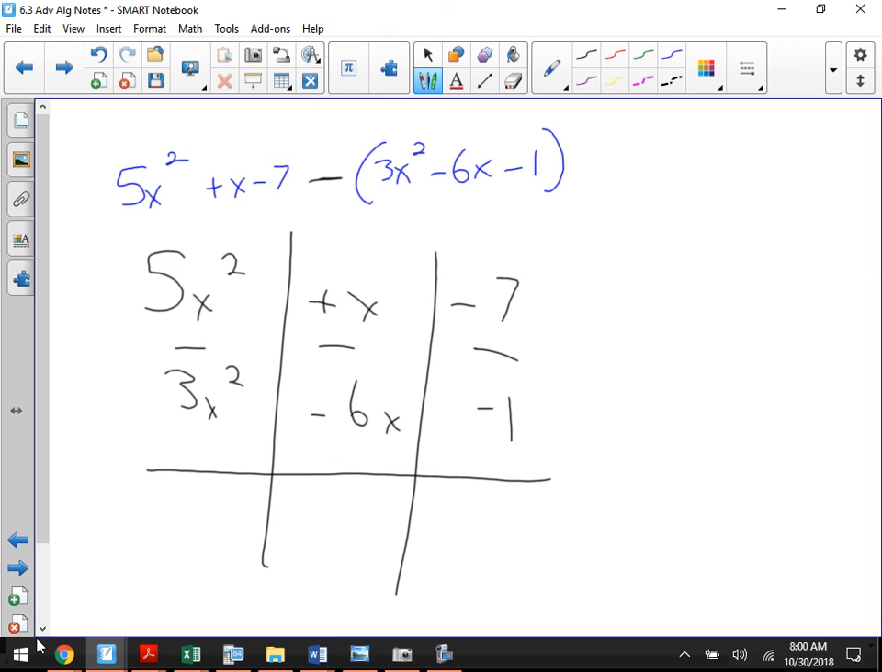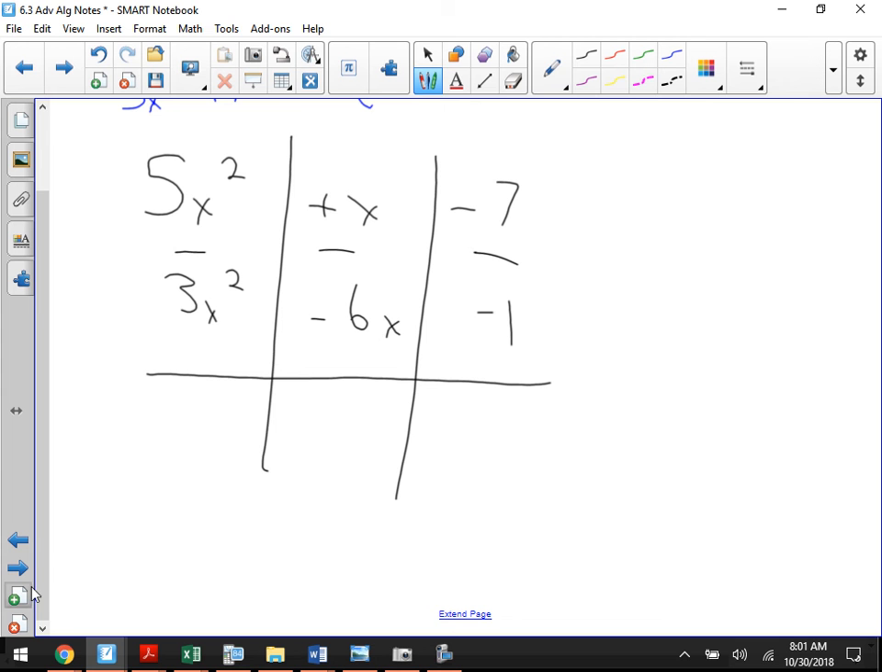5 minus 3. You don't really need to. It's okay. All right. 1 minus negative 6. Negative 7 minus negative 1. And go on your merry way.